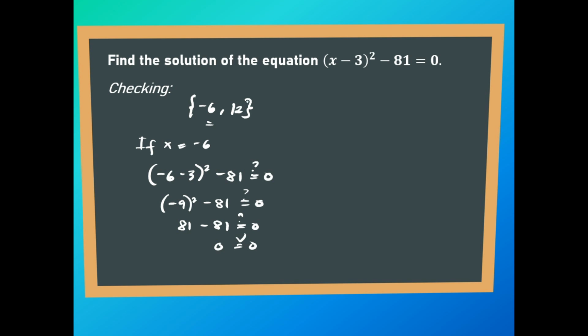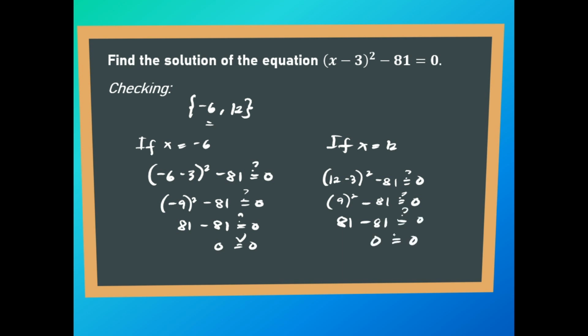How about if x is 12? So, tama ba yung x equals 12? So, substitute natin sa formula. Magiging 12 minus 3 squared minus 81, is it equal to 0? So, 12 minus 3 will give us 9. 9 squared minus 81 is it equal to 0. So, 81 minus 81 is it equal to 0. So, 0 is equal to 0. So, ibig sabihin, our final answer for this solution is negative 6 and positive 12.